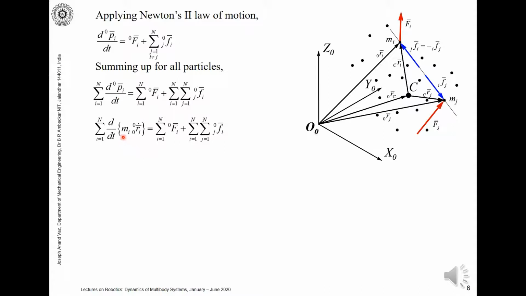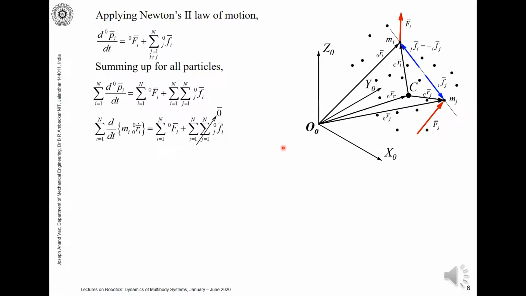Now we will elaborate this linear momentum. Linear momentum can be written as m_i multiplied by the velocity, the mass of the ith particle multiplied by its velocity. The right hand side is the same. And here we see that this term on the right hand side becomes a zero vector.